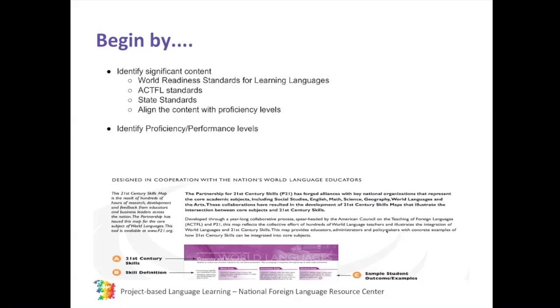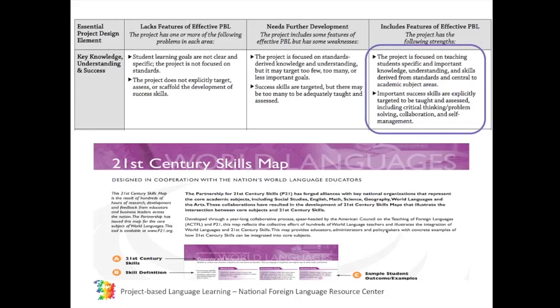Looking again at the BIE project design rubric that Stephen shared the link to, one of the essential project design elements is that we have key knowledge, understanding, and success skills within a project. An effective PBL project will focus on teaching students important knowledge, understanding, and skills. That's what makes PBLL even more compelling for students: they're also thinking about key success skills, not just content and not just language, but the skills they need embedded with those.